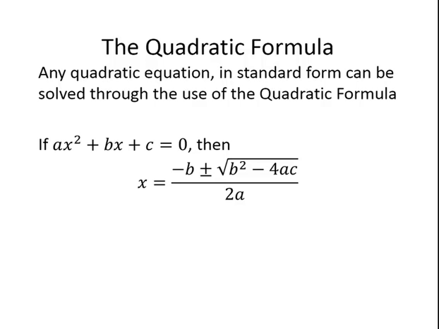Any quadratic equation in standard form can be solved through the use of the quadratic formula. So if ax squared plus bx plus c is equal to 0, then the solutions of the equation are given by x is equal to the opposite of b plus or minus the square root of b squared minus 4ac, all divided by 2a. This formula should probably be committed to memory.